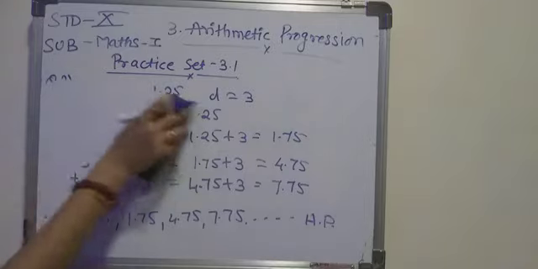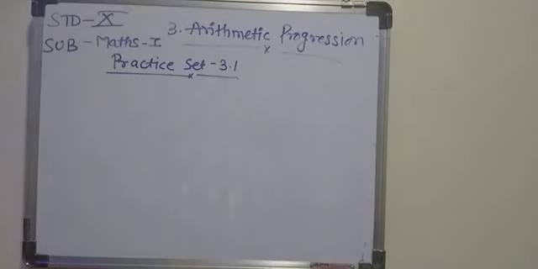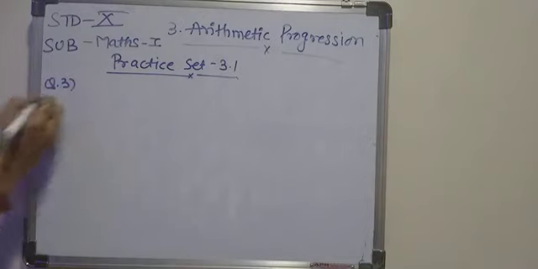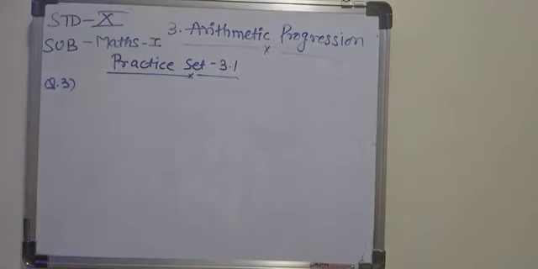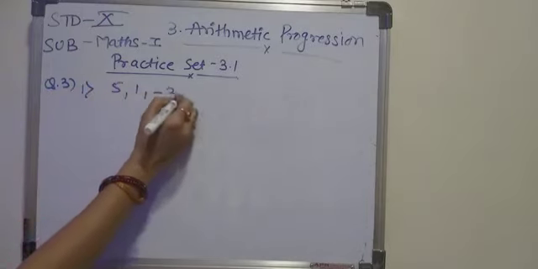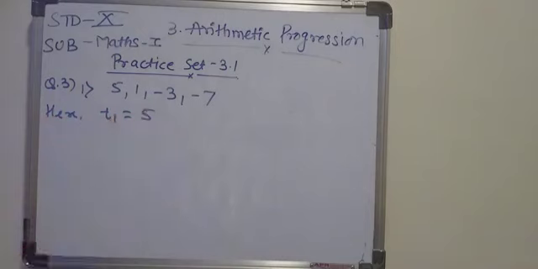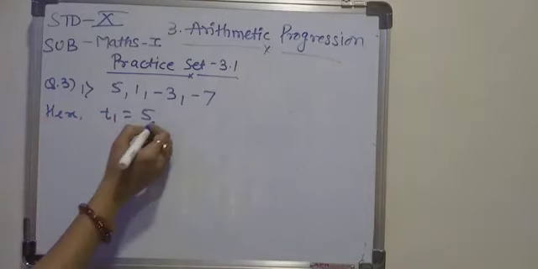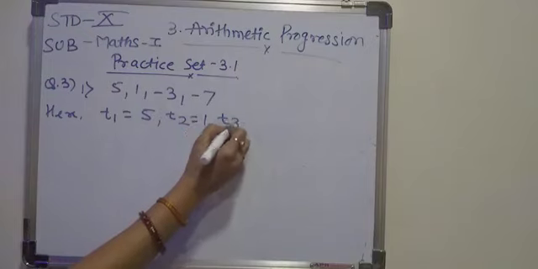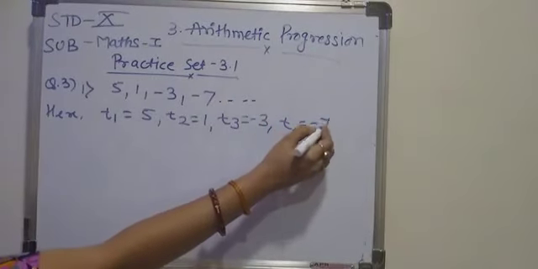Next, question number 3 of practice set 3.1. In question number 3, find the first term and the common difference for each of the APs. The next question is very easy. They have given you the sequence 5, 1, minus 3, minus 7. Here your first term is 5. T1 is 5, T2 is 1, T3 is minus 3, and T4 is minus 7, and so on.